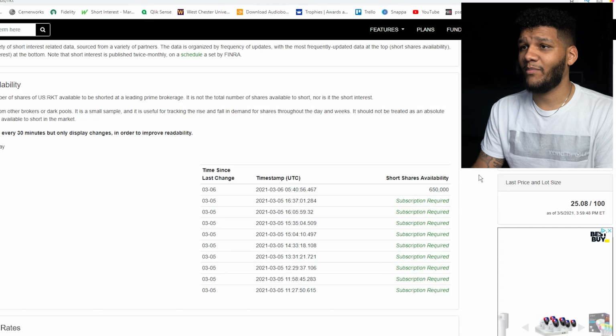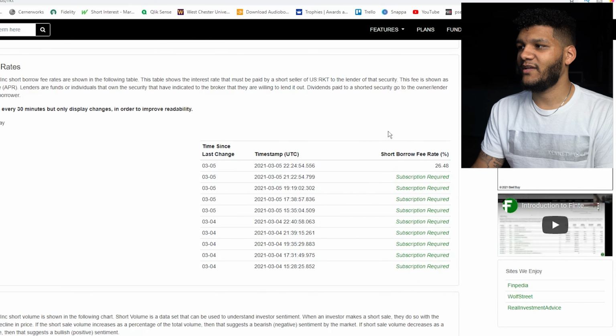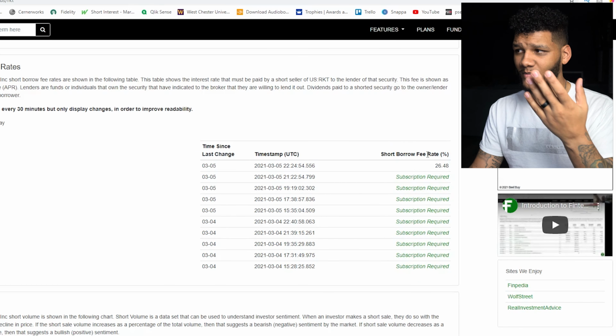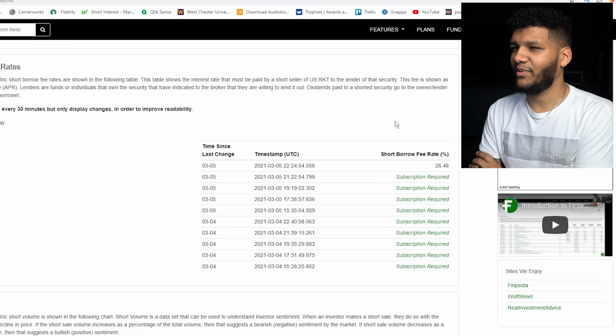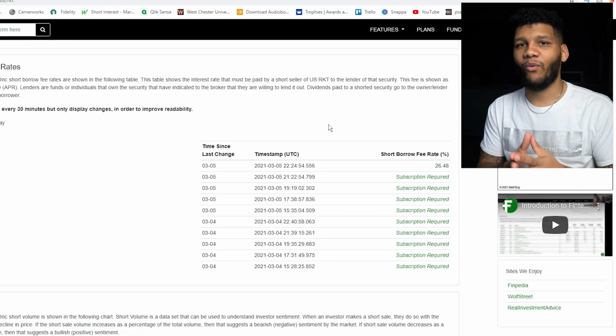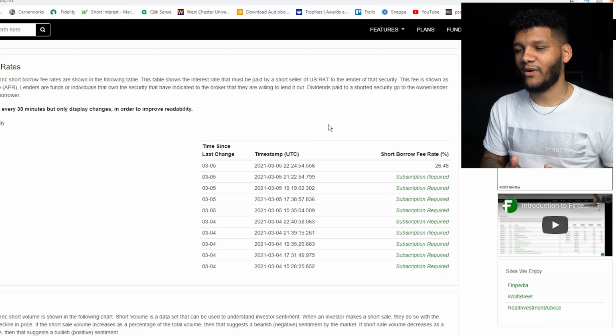It was at zero at one point from what I've seen. It does fluctuate from time to time. But then you have the short borrow fee rate of 26.48%, which is, I believe, lower than where it was. But that's still pretty high. That's still something that can squeeze somebody out of a position. I don't think it will push a full squeeze, but you know that it will continue to increase.